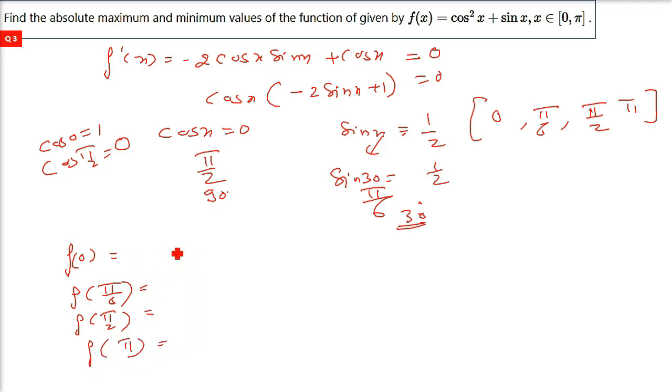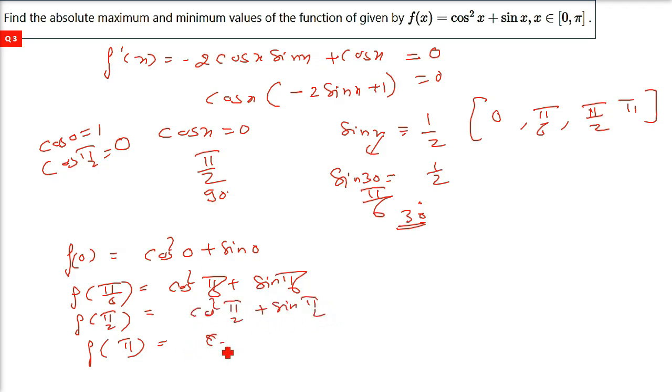Now this is related to trigonometry. Let us do it properly. Cos square 0 plus sin 0. Please remember, I am placing this in the original equation, which is cos square x plus sin x. Again, I am placing all these values here in order to show you that among all these four, one will be absolute minimum, one will be absolute maximum. Cos square 0 is 1, sin 0 is 0, it gives you 1. Cos square pi by 6, sin pi by 6. Cos pi by 6 is root 3 by 2.